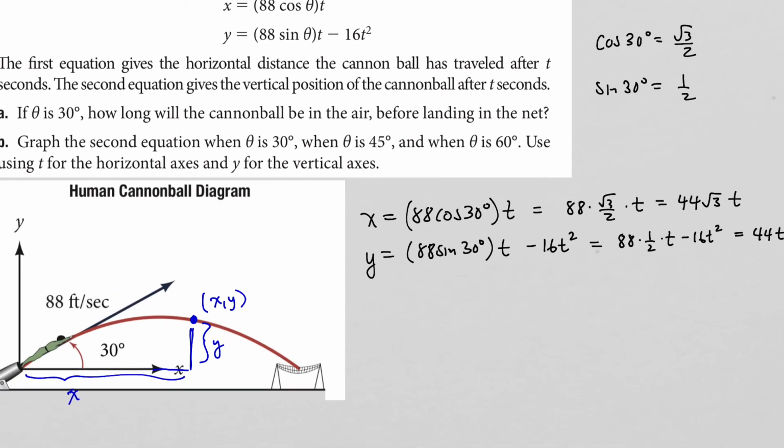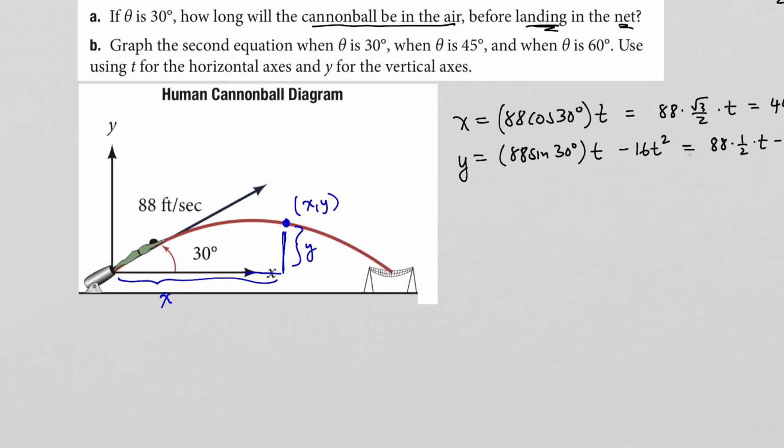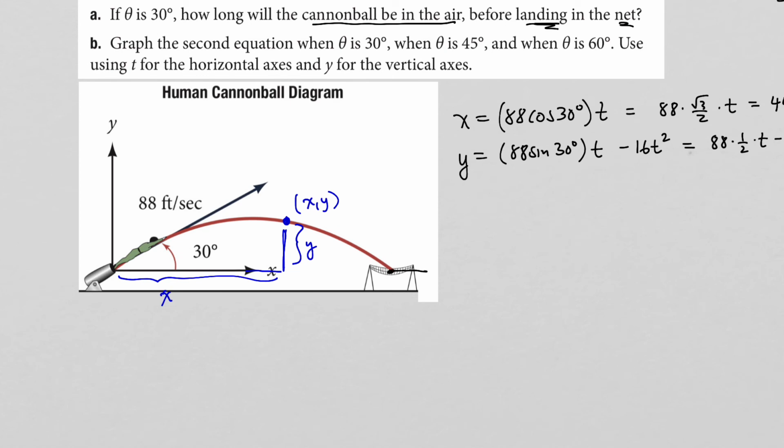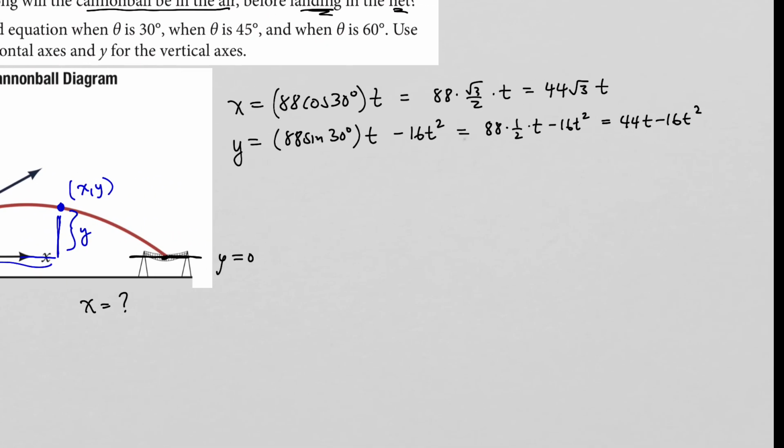Now, to answer the question, how long will the cannonball be in the air before landing on the net? I want you to notice that when the person lands on the net at this point here, y is equal to 0. We don't know what x is at that point, right? We don't know how far this person is going to travel, but we do know the height of that person will be 0 again because they are landing on that net, which is at an original height of 0. So to answer this question, we just need to solve for when y is equal to 0.